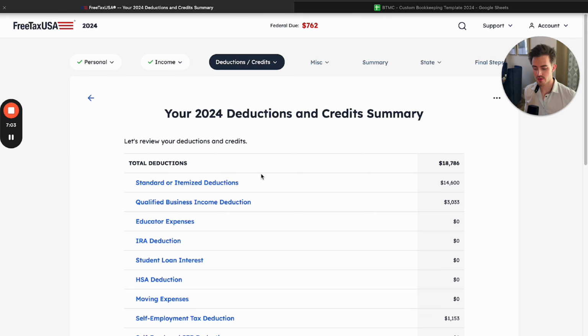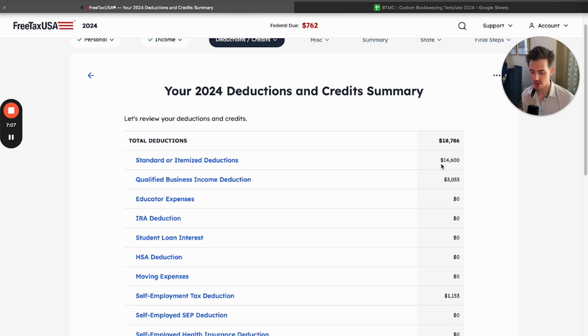This screen right here is just going to give us a summary of the deductions and credits that we just talked about. So here is that $14,600 standard deduction that I talked about. If you are a different filing status, this number will be different, or if you did end up itemizing, this number will be whatever your itemized deduction was.